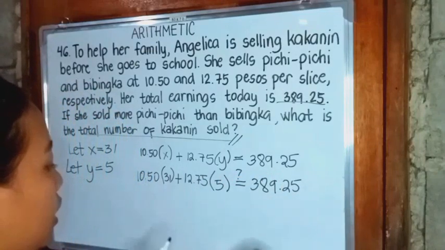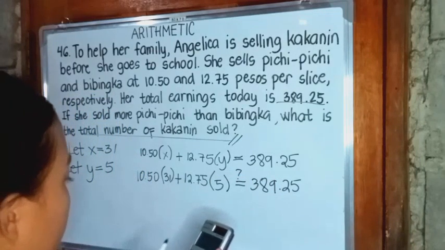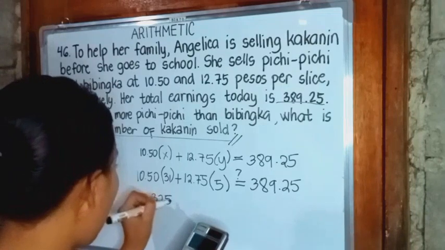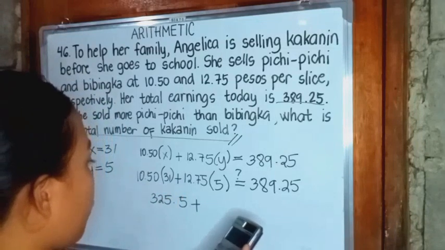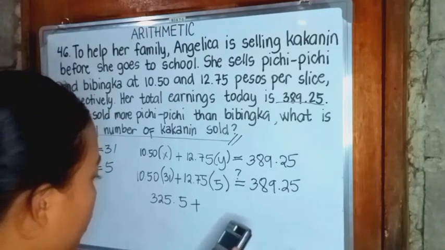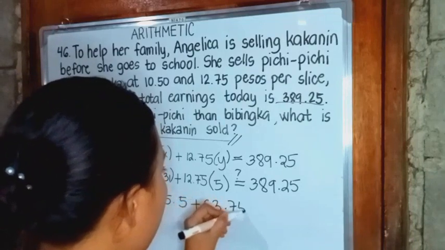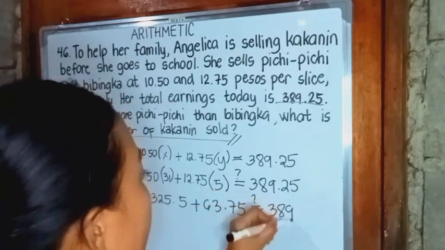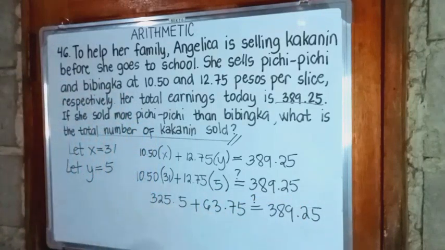Alright. 10.50 times 31, that is 325.5, plus 12.75 times 5, that is 63.75. Is it equal to 389.25?